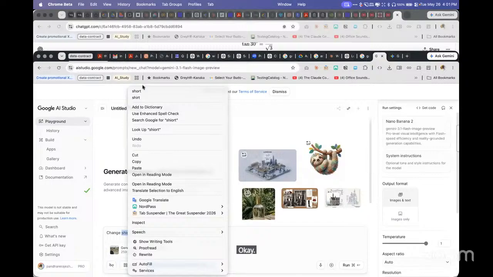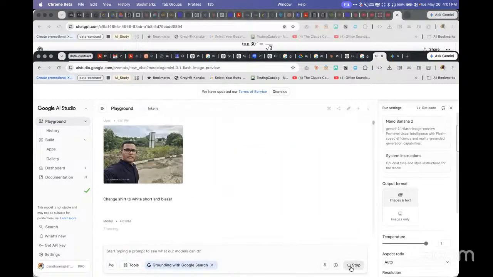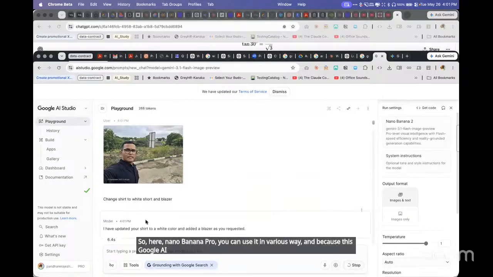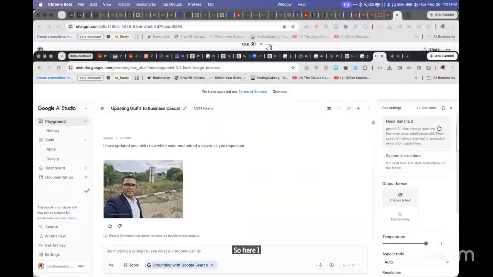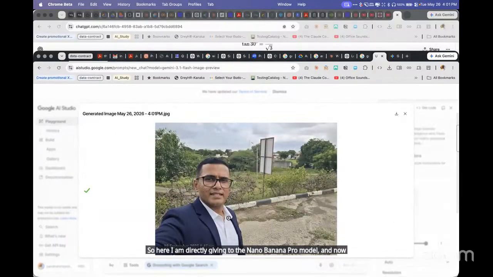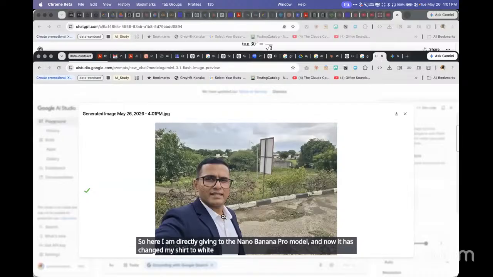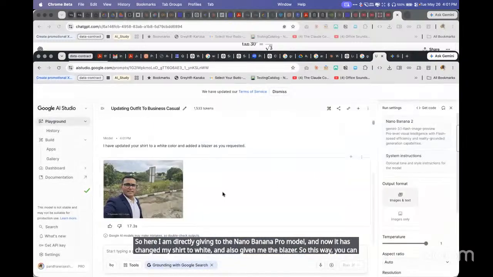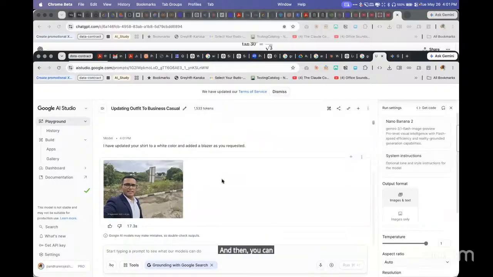So here Nano Banana Pro, you can use it in various ways, and this Google AI Studio is very good if you want to give an actual prompt to an LLM, or fine tune your prompt for a multi-agentic project. So here I am directly giving to the Nano Banana Pro model, and now it has changed my shirt to white, and also given me the blazer. So this way you can see which model you can use for your purpose, and then you can directly play with the image in this Google AI Studio.